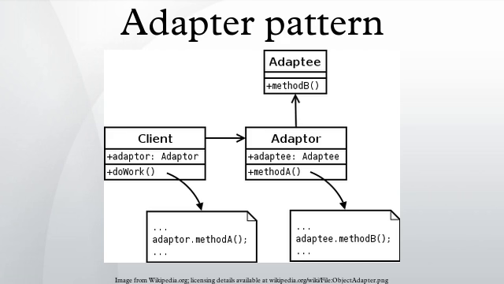Structure: there are two types of adapter patterns. Object adapter pattern: in this type of adapter pattern, the adapter contains an instance of the class it wraps. In this situation, the adapter makes calls to the instance of the wrapped object.